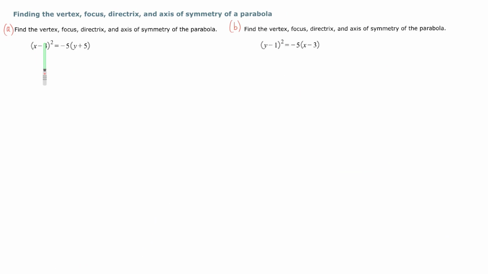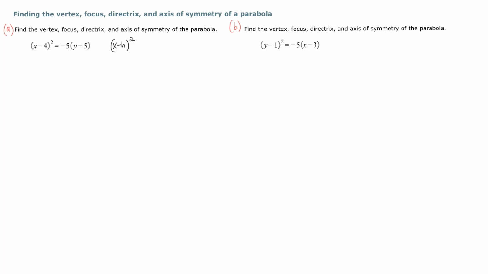We're going to go ahead and find the vertex, focus, directrix, and the axis of symmetry of the following parabola. The quantity (x minus 4) squared is equal to negative 5 times the quantity (y plus 5). First thing you're going to do is recall the definition. If you haven't already, memorize the definition of the parabola.